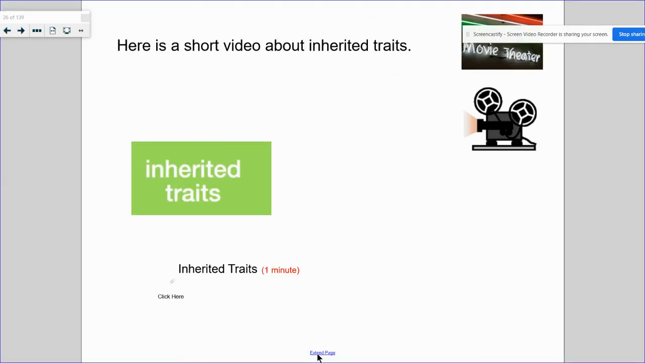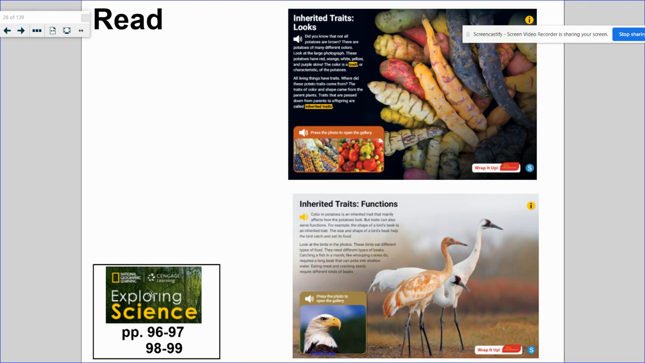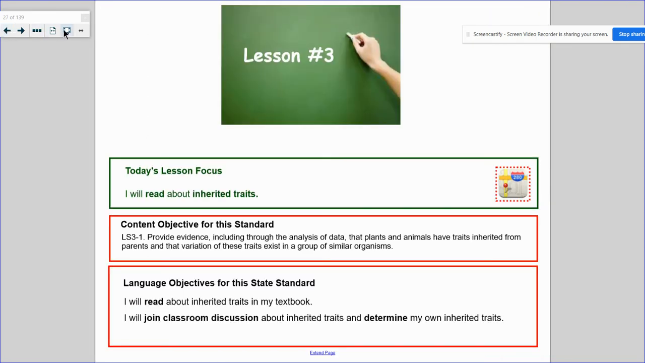Okay, let's head back. All right. So that is it for today on whatever day, Thursday. You guys will read about inherited traits in your science textbooks, I believe. Yep. So on page 96 to 97 and 98 to 99, you'll read about inherited traits and some more about specific examples. So that's just a quick preview.